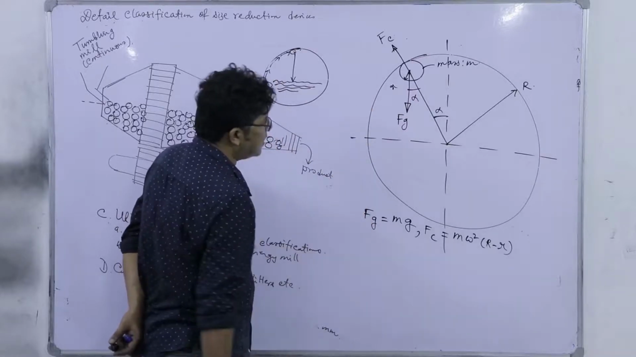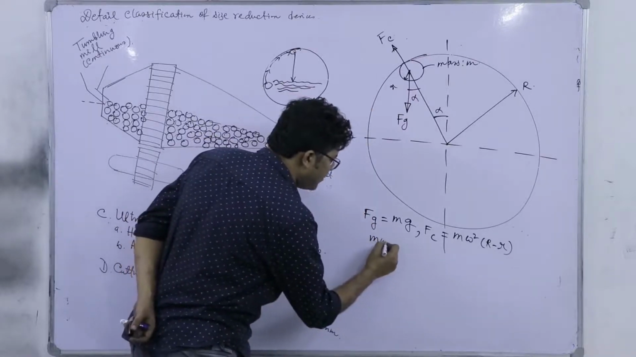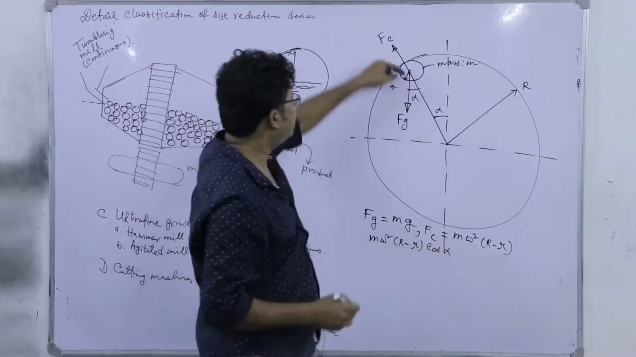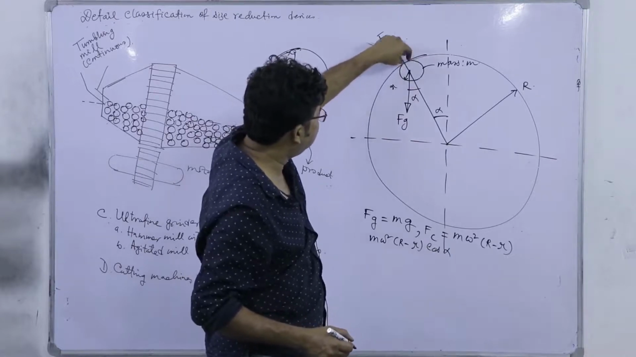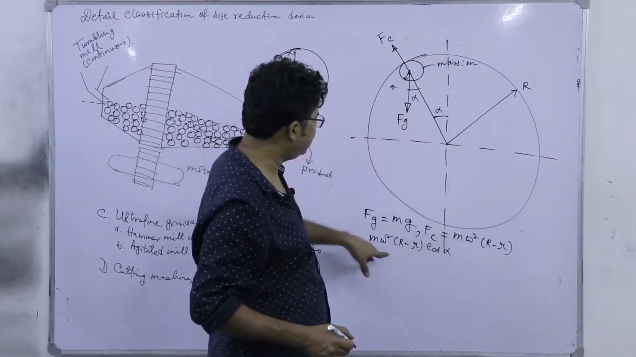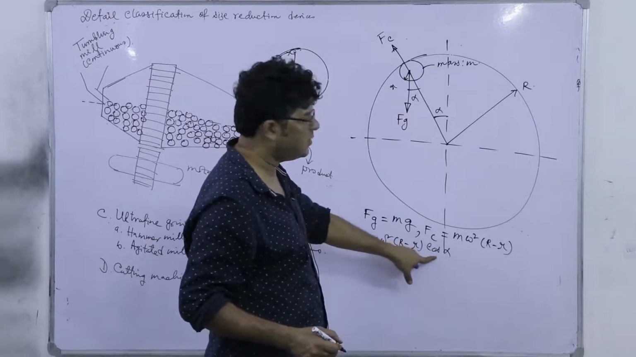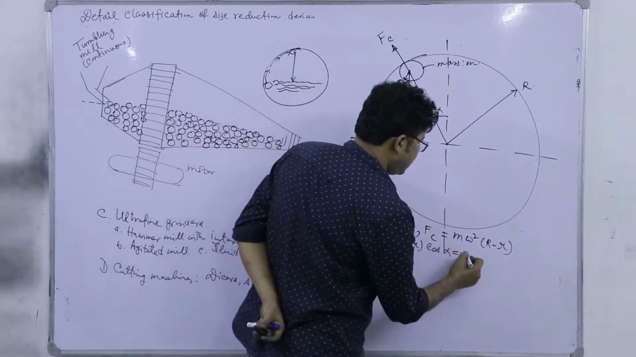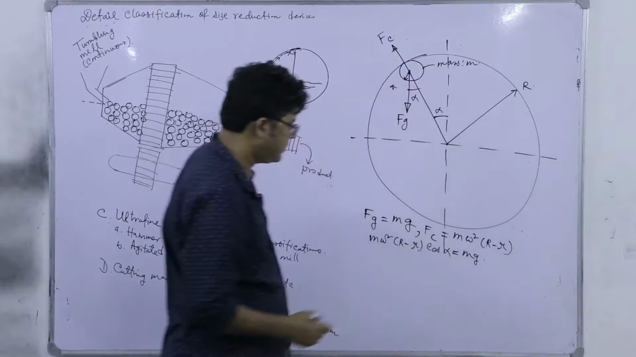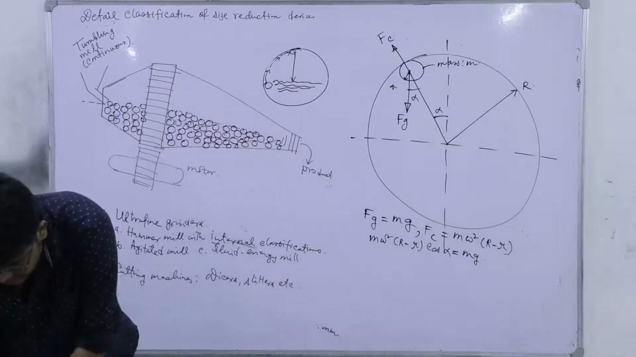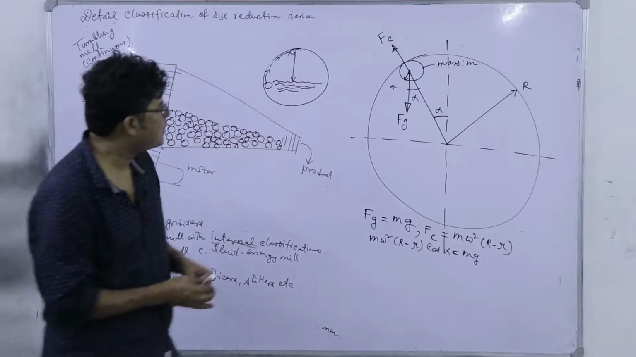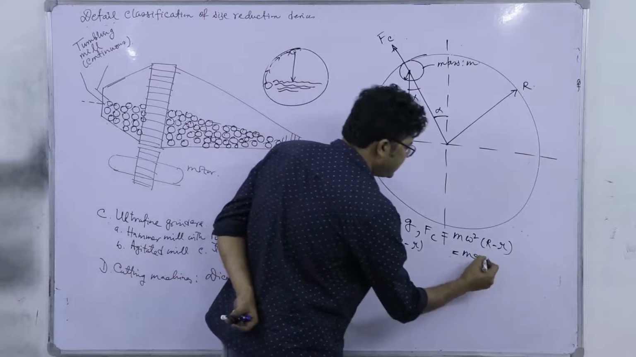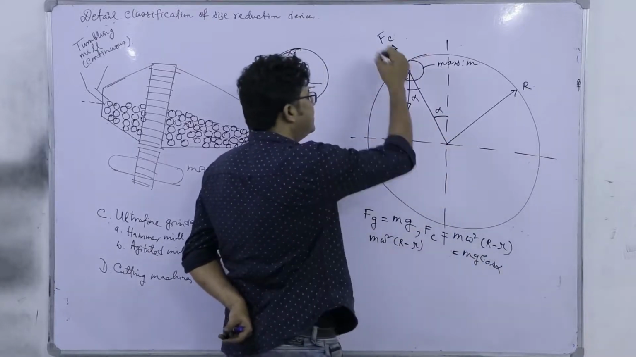This centrifugal force has a component, so we have m omega square (R minus r) into cos alpha. Even at that position, when it is not getting detached, or is just about to be detached, that m omega square (R minus r) into cos alpha must be equal to mg. Or rather, we can write this cos alpha on this side because we have to balance it in this direction.